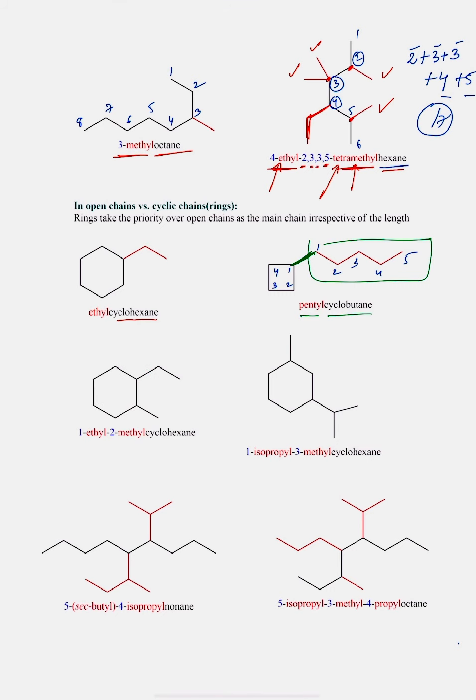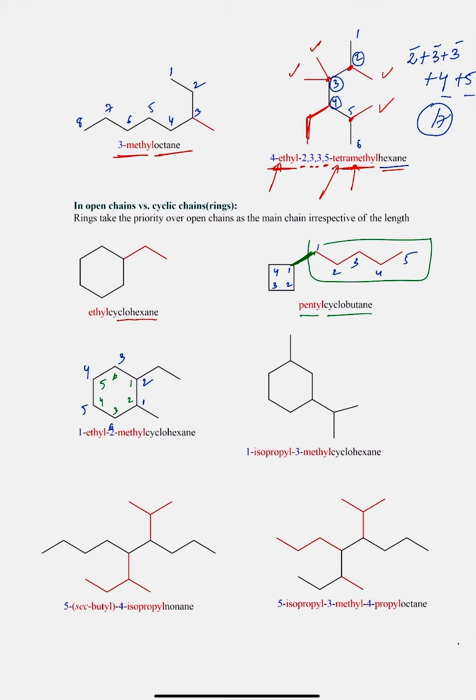Now the question is, how should I number? Should I number like this, or should I number like this? Again, this is a tie. In case of tie, what do you do? You look at the alphabetical order. The substituent which comes alphabetically first should get the lower number, and which comes second should get the higher number. So methyl group comes after ethyl alphabetically. So which should be given number 1, ethyl or methyl? Ethyl should be given number 1.